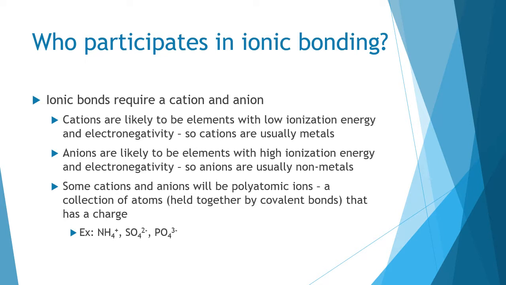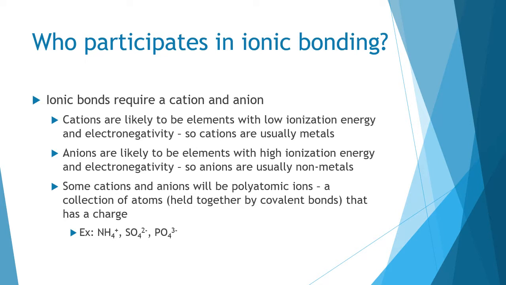An anion, on the other hand, is going to have high ionization energy and high electronegativity. It needs to not be easy to remove an electron from it so that it won't become the cation, and it needs the ability to pull electrons towards itself very well. Therefore, the anion is likely to be a nonmetal.